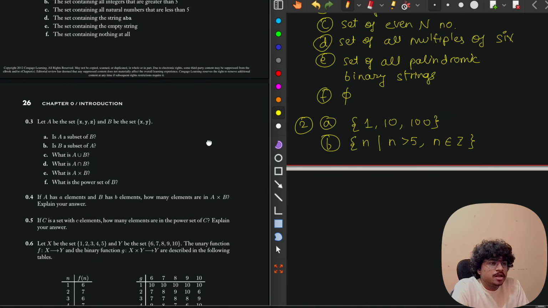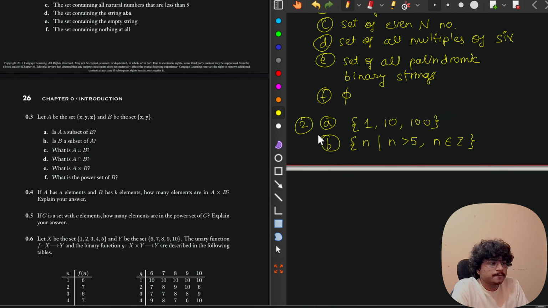The set containing all natural numbers that are less than 5. Natural numbers that are less than 5. It is simply 1, 2, 3, and 4. That's it.